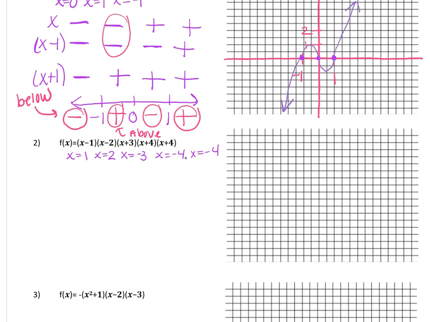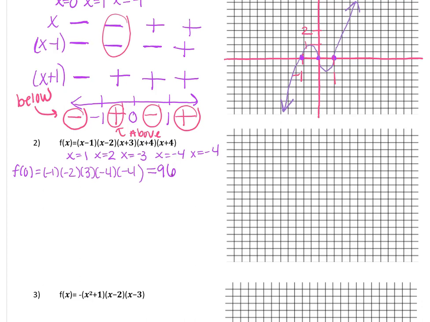Okay, the y-intercept, if I were to evaluate this at 0, I get 0 minus 1 is -1 times -2 times 3 times -4 times -4. And that gives me 96. So my y-intercept is occurring pretty high.